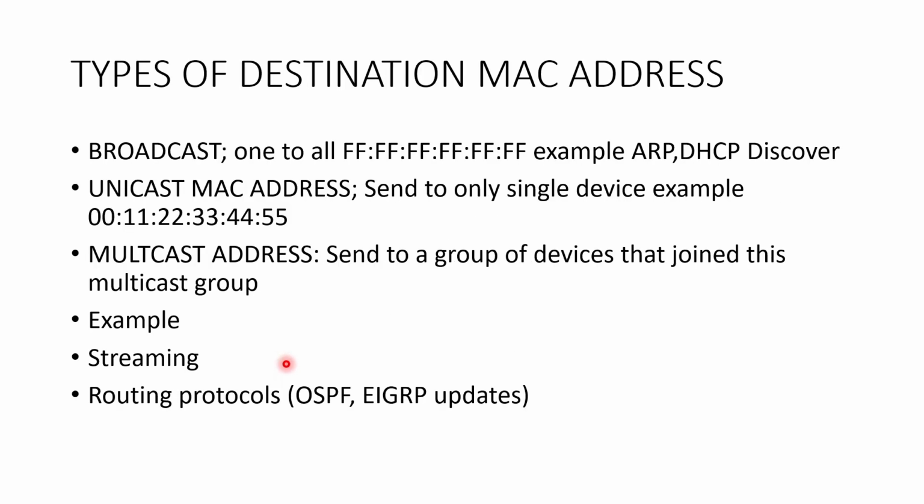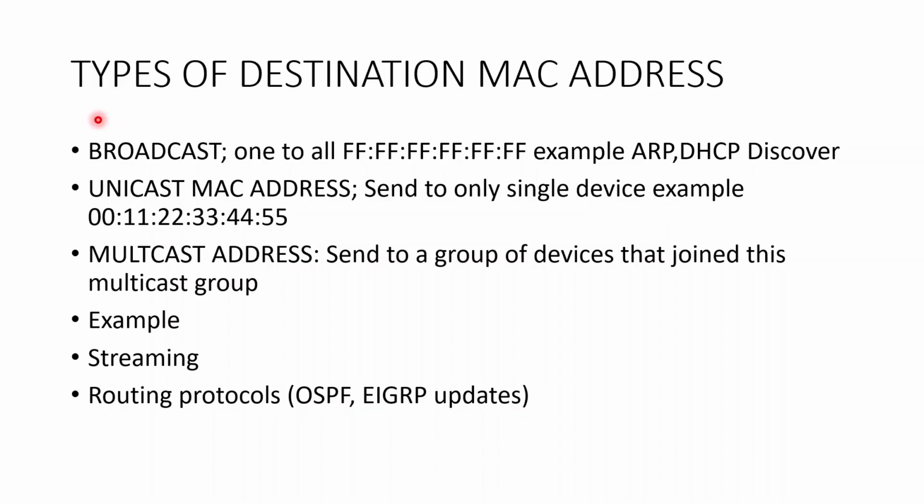So here are the types of the destination MAC address. There are different types of destination MAC address that you're supposed to know. And kindly, we are going to use them more as we continue learning about the CCNA, since we are in the topic of switching. So these types of destination MAC address, you're going to see them and you're supposed to be familiar with them. So the first type of the destination MAC address is the broadcast address.